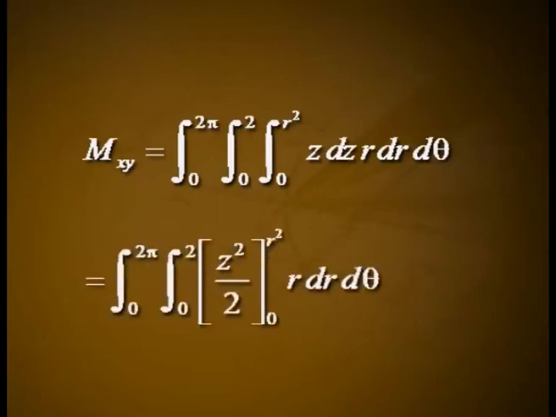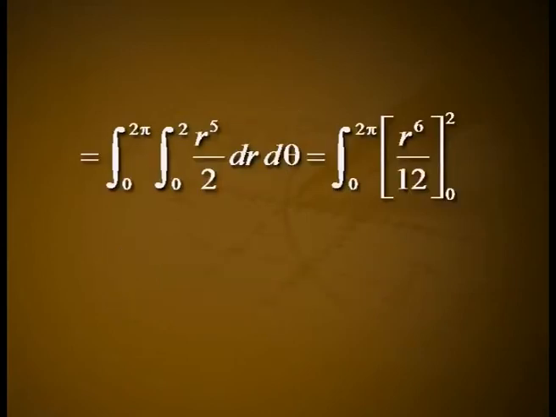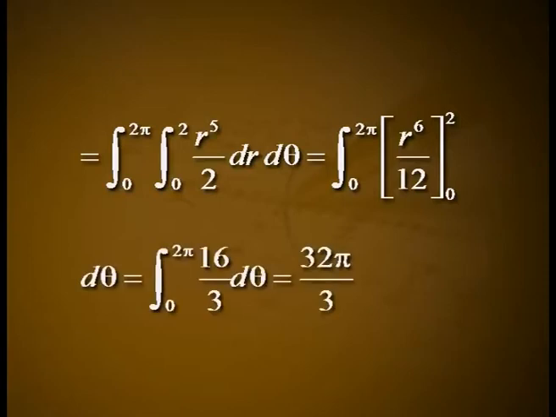That is equal to the integral from 0 to 2π, integral from 0 to 2 of z²/2 over the limit 0 to r², r dr dθ. That is equal to the integral from 0 to 2π, integral from 0 to 2 of r⁵/2 dr dθ. That is equal to the integral from 0 to 2π of r⁶/12 over the limit 0 to 2 dθ. That is the integral from 0 to 2π of 16/3 dθ, that is equal to 32π/3.